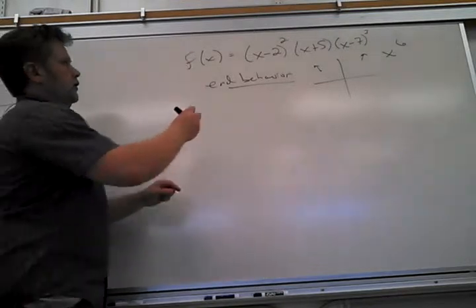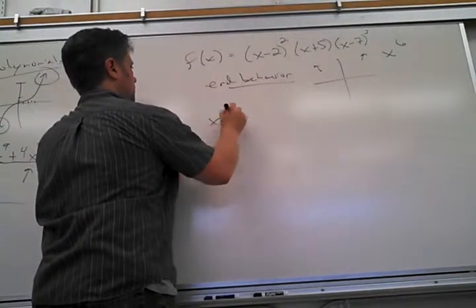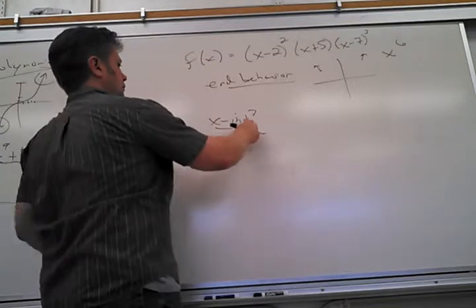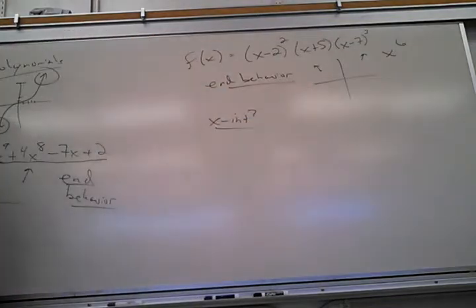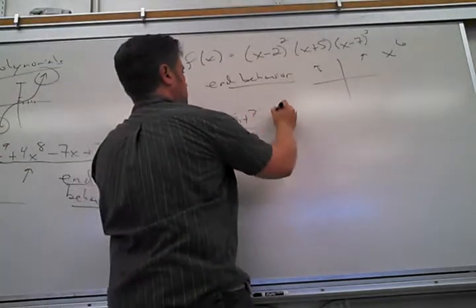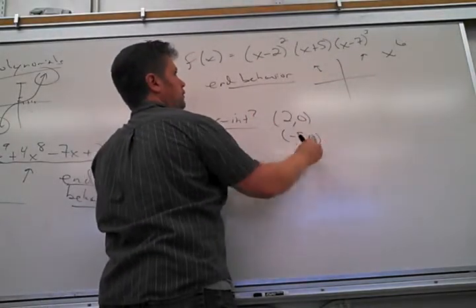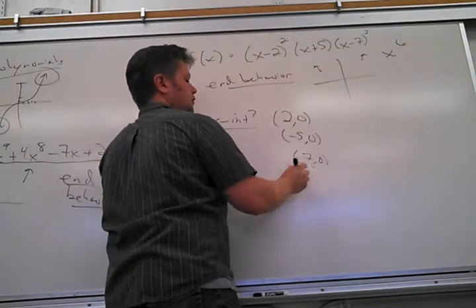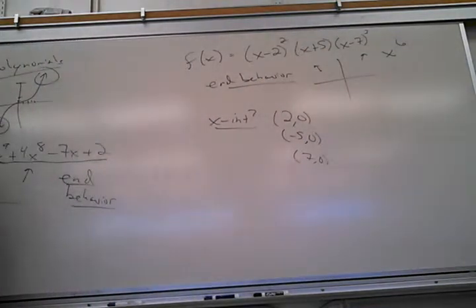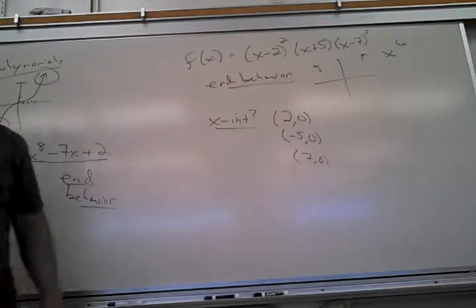To go one step further, what are the x-intercepts? 2, -5. Yeah, when it's like that, it's great. Somebody already factored this for me. So my x-intercepts would be (2, 0), (-5, 0), (7, 0). I love it. Cool. I think we're going to try to actually graph this thing. Let's see what happens.